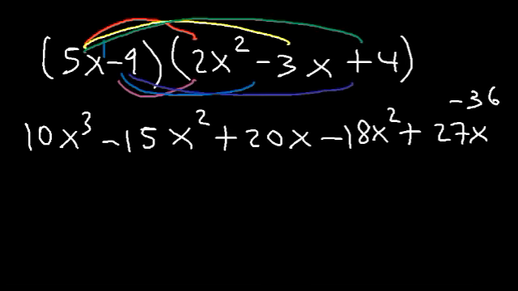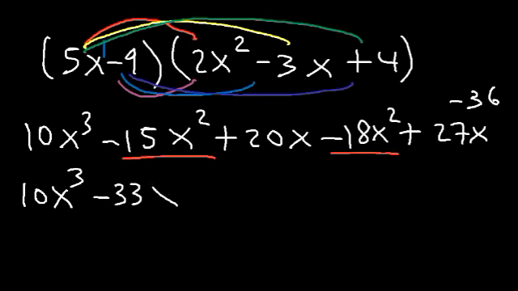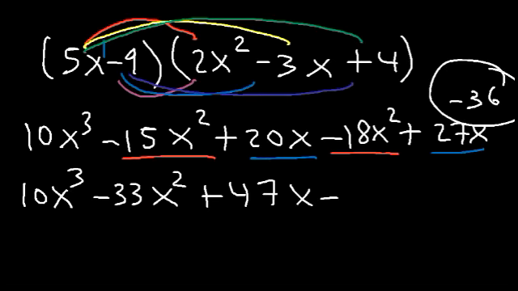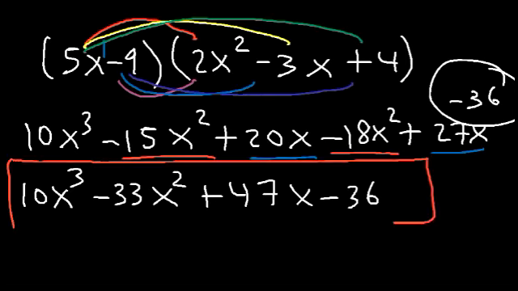So now let's add like terms and arrange it. So we have 10x cubed. We can combine negative 15 and negative 18. That's negative 33x squared. And we combine these two, 20x plus 27x, that's 47x. And there's nothing to combine the 36 with, so we're just going to leave it as negative 36. So this is the answer to this particular problem.